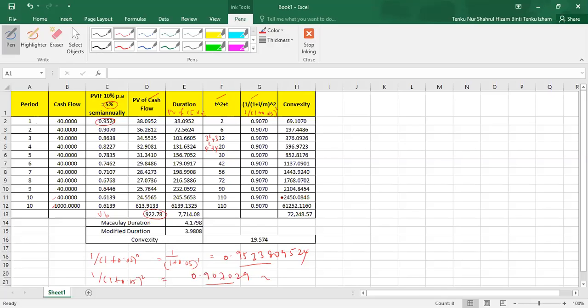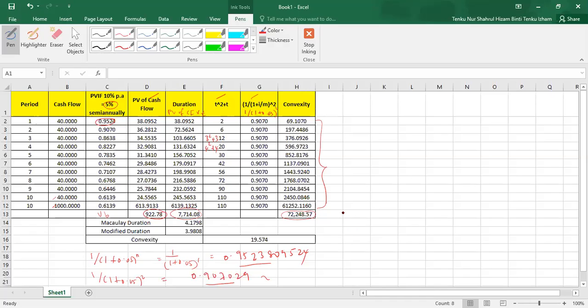So now we get the convexity in ringgit value for every cash flow in the interval. Therefore, you need to add up from the first until the 10th. After you add up until 10, this is the summation of the convexity, and this is the summation of duration.